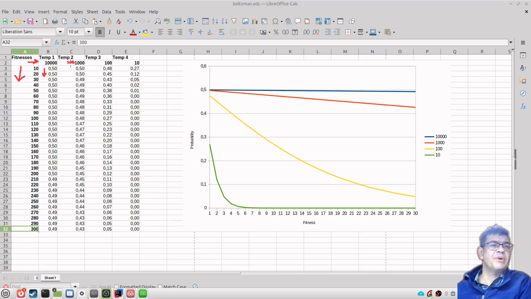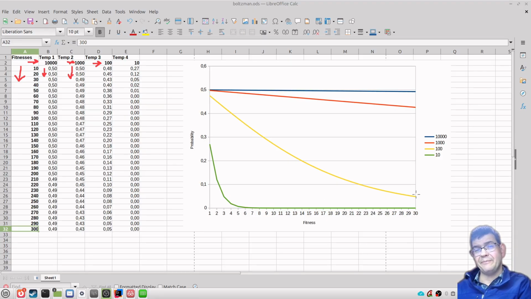Okay, so here we are, and have a look how the probability changes. Now it goes from 0.5 to 0.43 rather than from 0.5 to 0.49, and this is this red graph. See, so the probability of selecting something as its fitness decreases goes down much quicker than, for example, the blue line. And here it is for 100. So if the temperature is 100, now it goes from 0.48 to 0.05. So the probability of selecting low fitness of 300, remember this is a minimization problem, starts high and then goes down quite quickly.